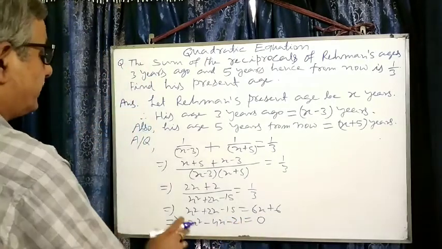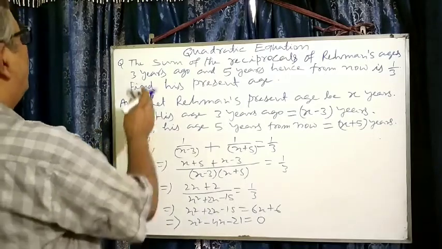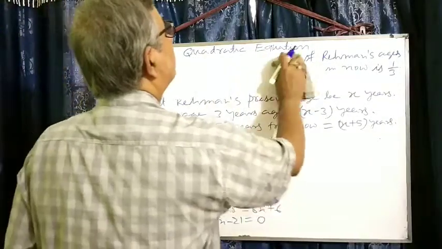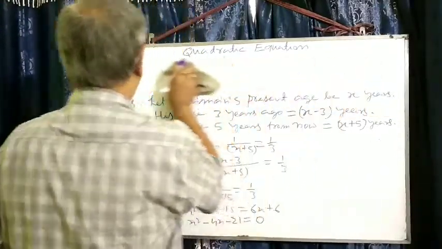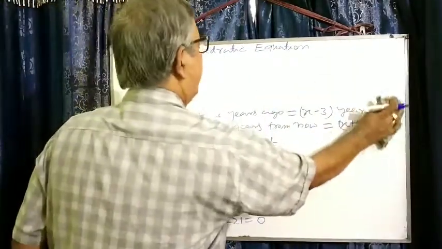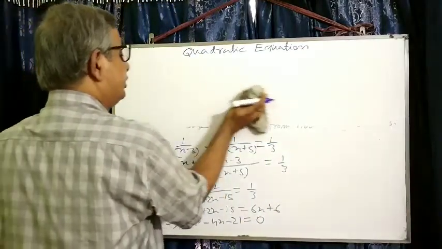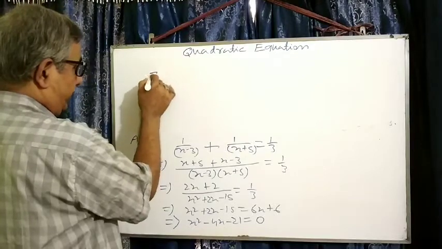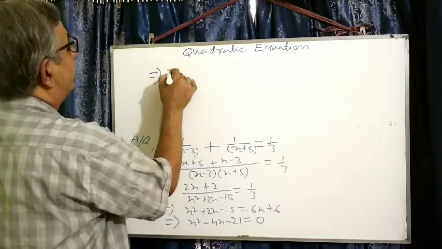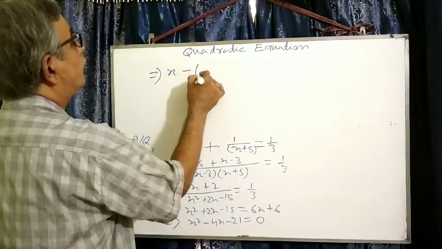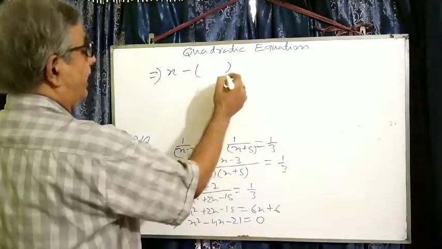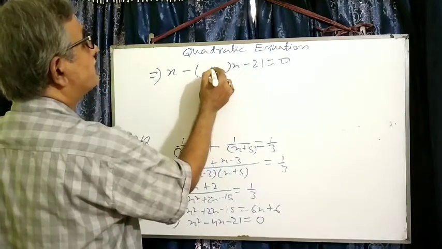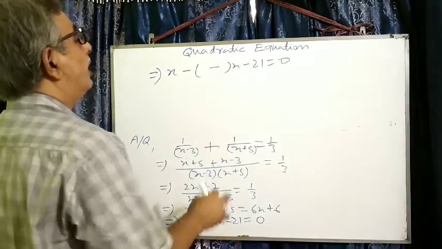We don't have space here, so we are rubbing the above portion. After rubbing, I get some space and I continue here. x square as it is, minus, instead of 4 you put this bracket, x minus 21 is equal to 0. Here minus is there, so you write here minus.